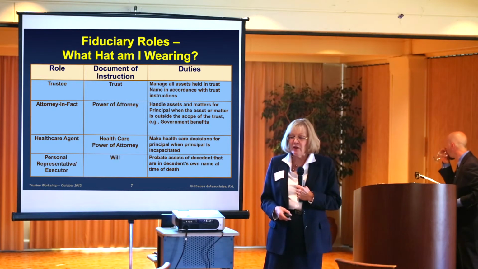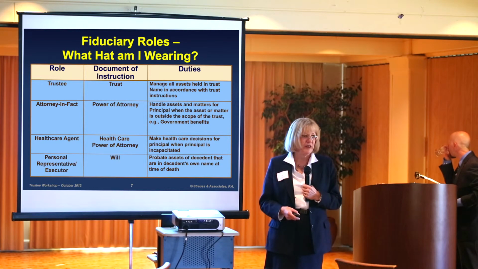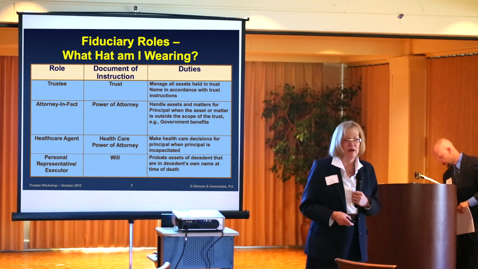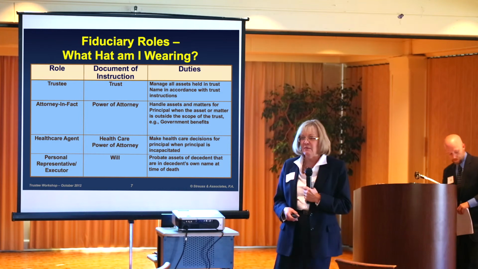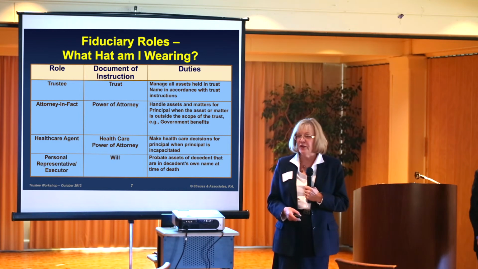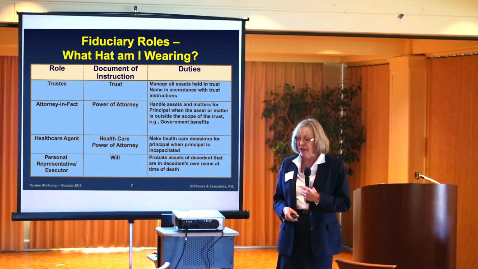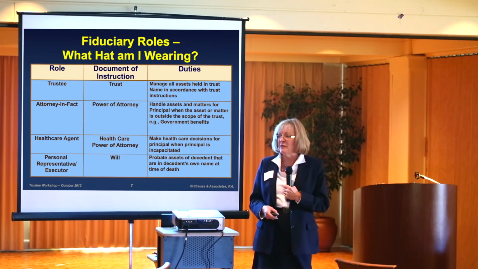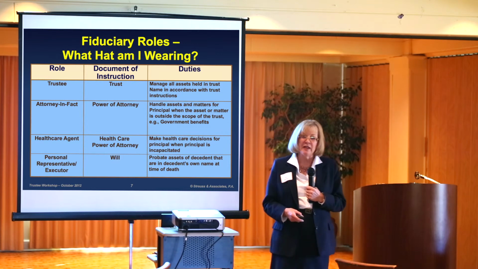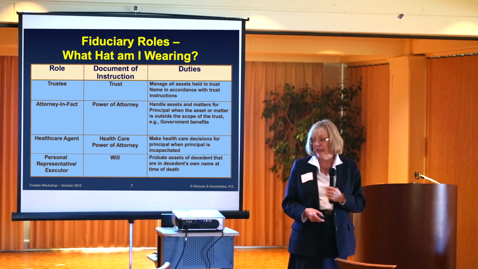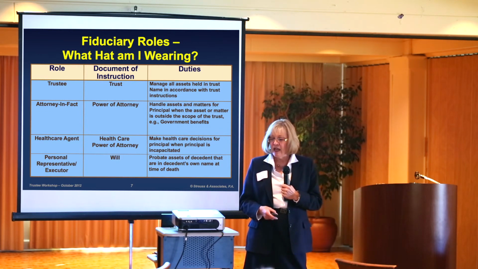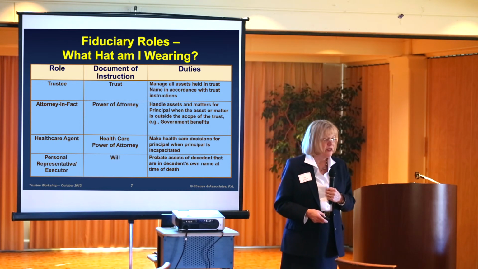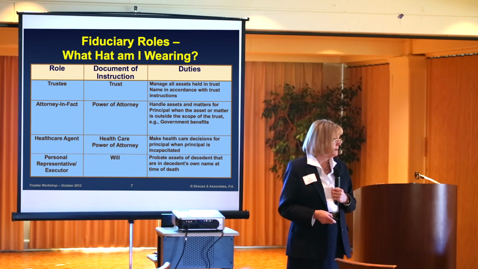Whenever you have a role assigned to you, there is a document that goes along with that role that explains what your duties and obligations are in that role. So if you're named the trustee, your duties and obligations are spelled out in the trust. And that's the document that you have to read to see what the limits of your authority and the breadth of your authority are. If you're the attorney in fact, you would look at the durable power of attorney form to see what you can do with that form.